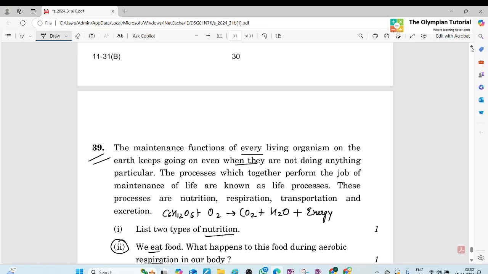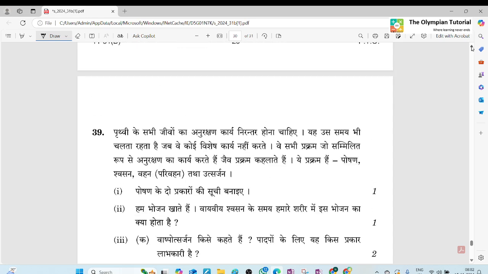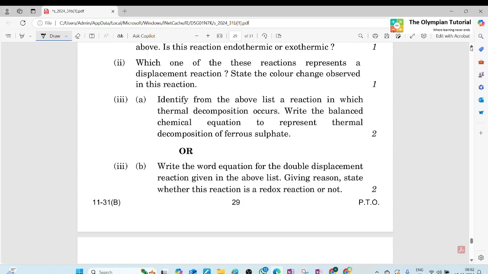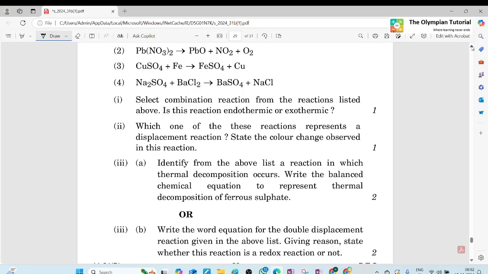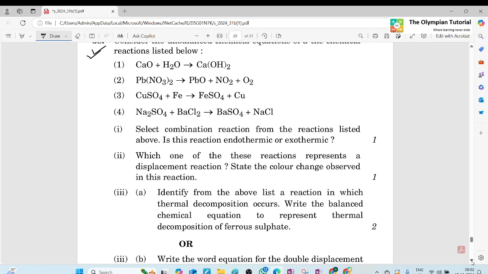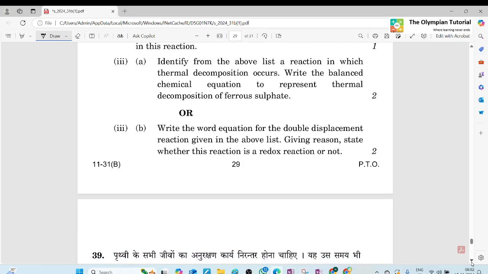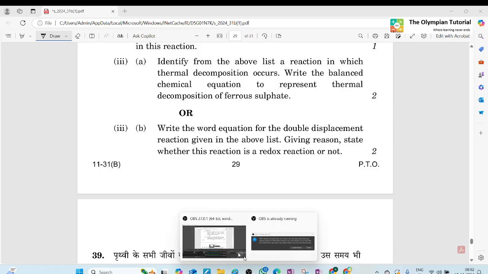Magnetic effect will be completed I think within 2 days. After that, focus on the sample papers. Here, this question number 38 is related to chemistry: balancing, combination reaction, displacement reactions, thermal decomposition, complete thing is there. We'll discuss about this question tomorrow. Okay, so that's all for today's class.